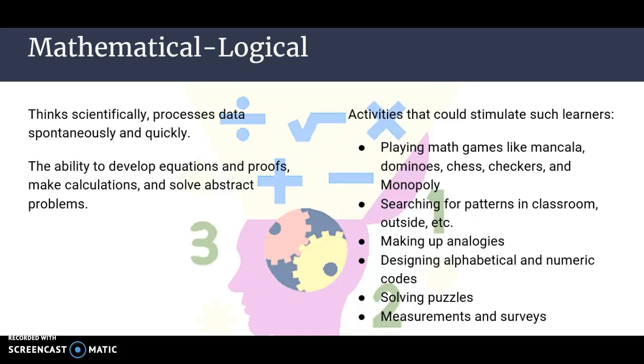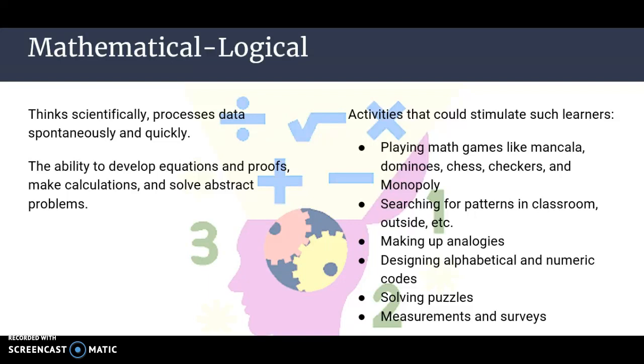Then we have students that may think logically and mathematically. This would be identified by saying that the student thinks scientifically, processes data spontaneously and quickly. The student might have the ability to develop equations and proofs, make calculations, and solve abstract problems.